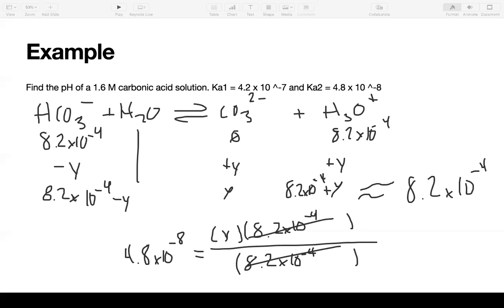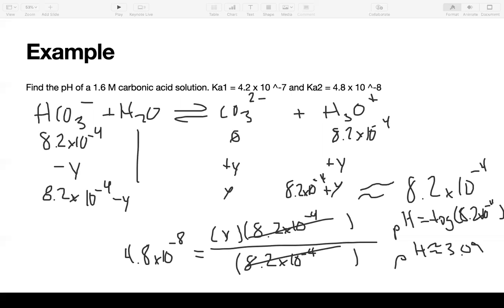So we could do pH equal to negative log 0.2 × 10 to the negative 4. And we end up with a pH of about 3.09. And that would be a polyprotic acid.